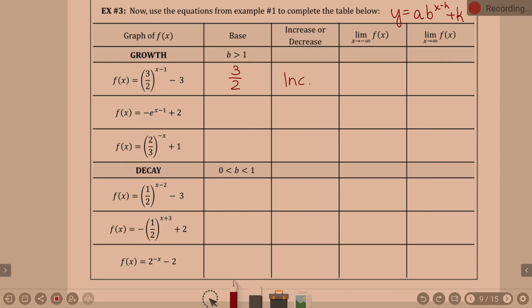There's no negatives, so there's no flipping happening. So with that in mind, as x approaches negative infinity, as x goes off to the left, it's going to approach this k value here, yes? Negative 3. As the graph goes off to the right, it's going to go to positive infinity, yes? Okay.